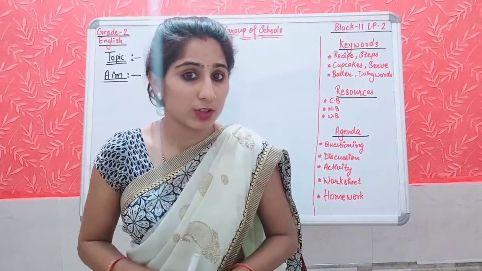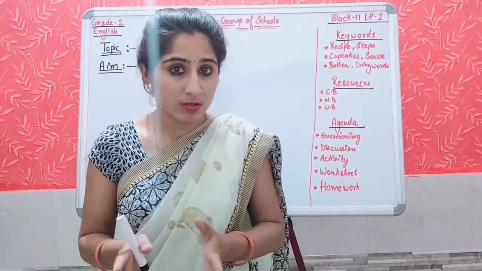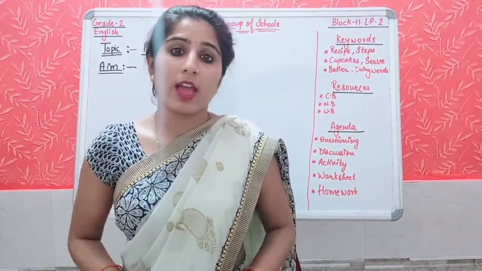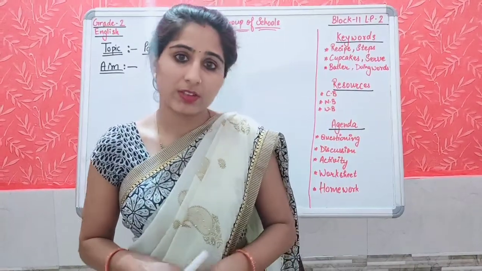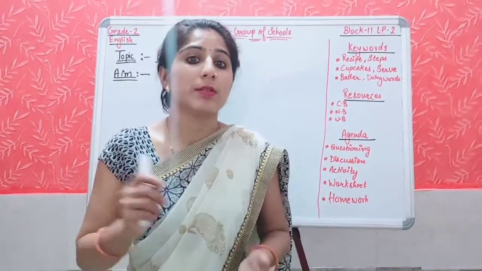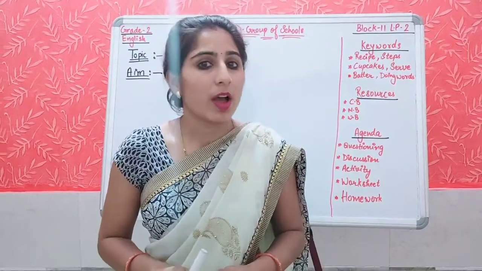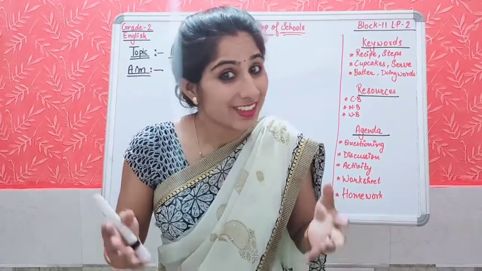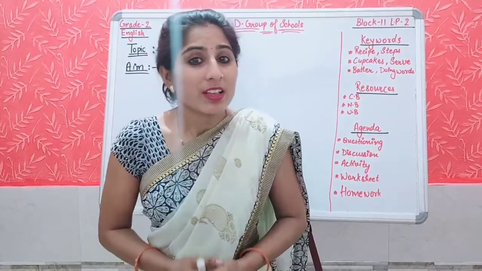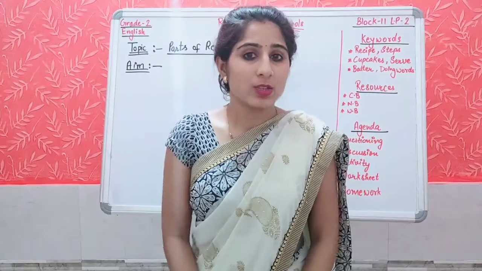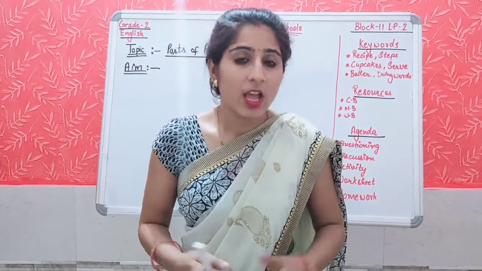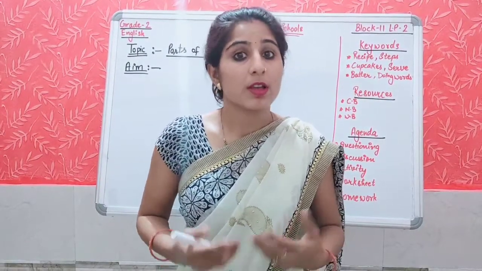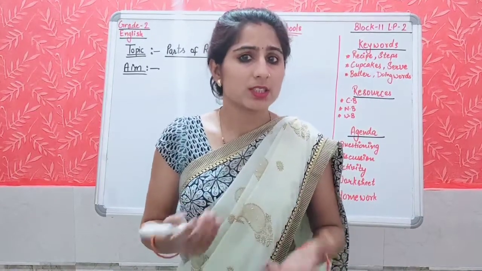First of all, we keep the water on the gas stove and let it boil. After that we put in the noodles, then the Maggi masala, and then boil it for 2 minutes. After 2 minutes your Maggi is ready to eat. So this is how we prepare Maggi. This was the recipe of Maggi. And which things do you need to prepare Maggi? Right, water, noodles and Maggi masala. These things you need.